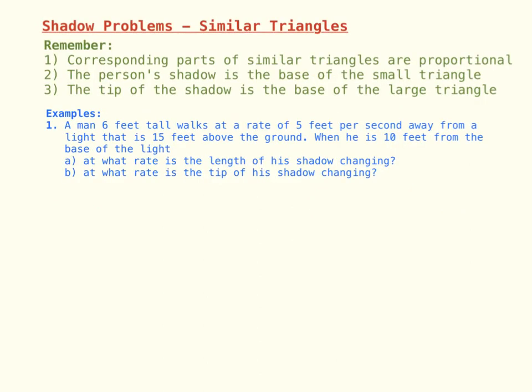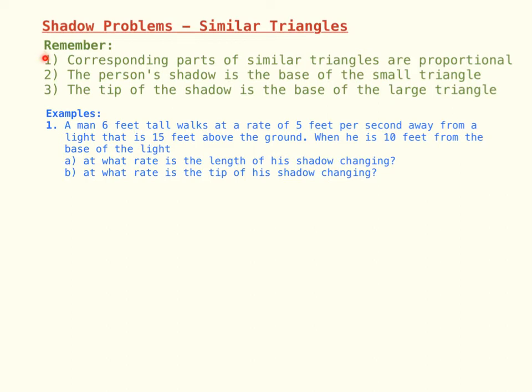Okay, the next kind of problems that we're going to tackle here are shadow problems. What you'll notice as you're reading these problems is that they're all going to talk about somebody and their shadow as they are either walking towards a light source or walking away from a light source. And so we're always going to end up with similar triangles. So there are some things I'd like you to remember about similar triangles that we're going to use in these problems.